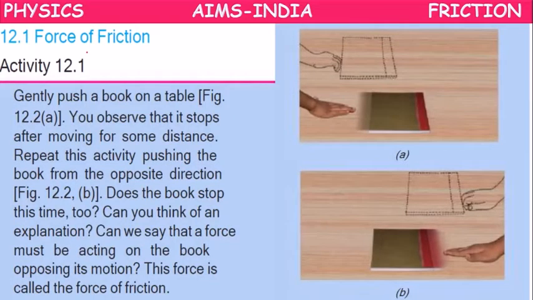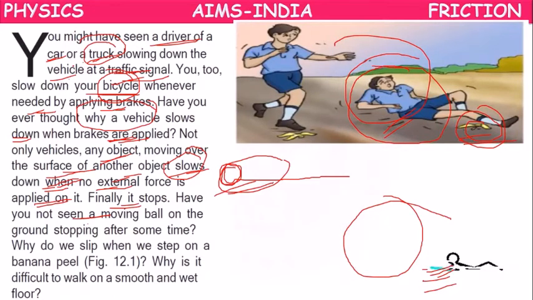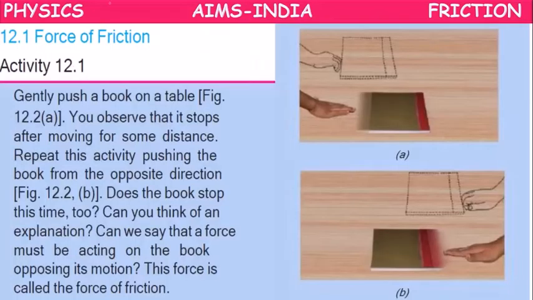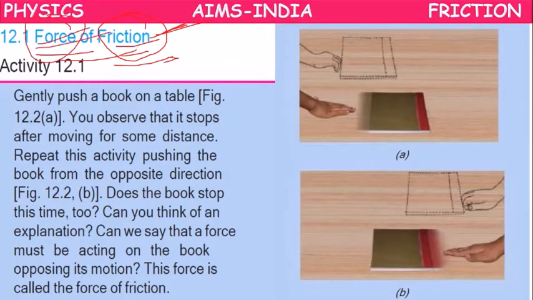These are all things happening because of a phenomenon called friction. Because of friction, we are going to learn about the force of friction. So friction is a phenomenon relating to force. Suppose we have a book on a table. In the beginning, it was at this position. If you gently push it forward towards the right side, it will move for some distance, then it will stop.